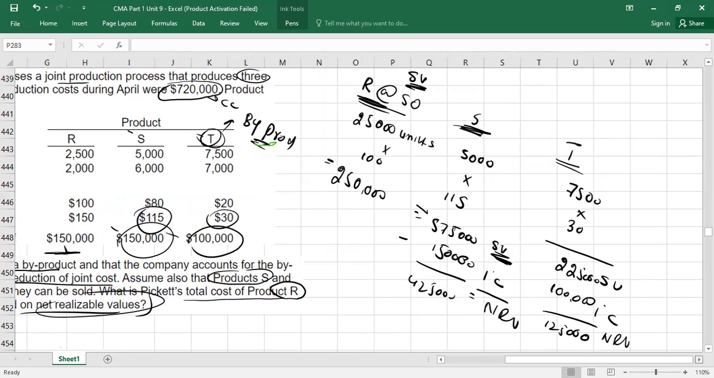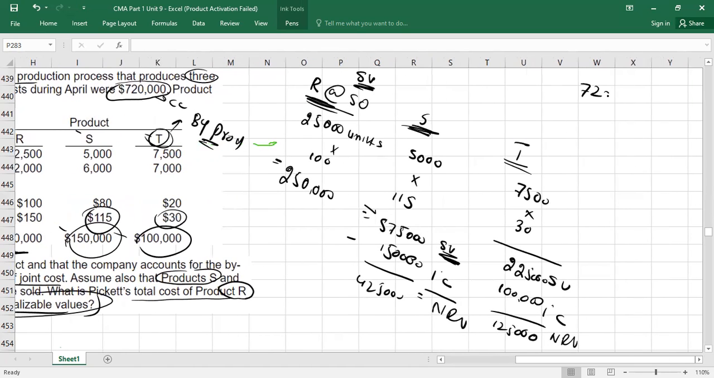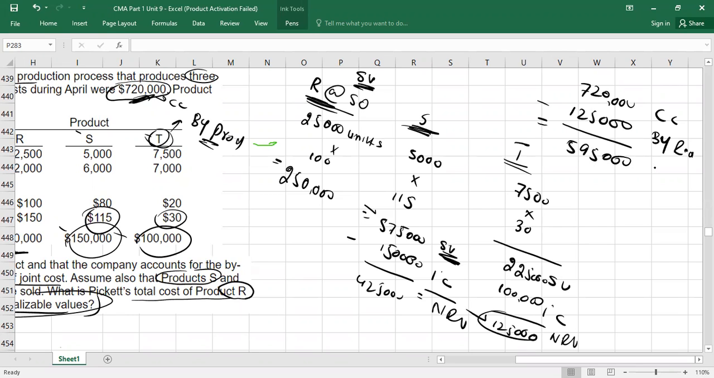Now calculate the common cost. What was common cost? 720,000. And I told you, they are telling you T is your byproduct. And if you will sell T, this is your common cost, 720,000 given here in the question. He told you T will be treated as a reduction in the common cost. What is T value? 125,000. This is the final NRV of T, right? You will deduct as a reduction. Okay, so this will give you remaining common cost. This is byproduct you are reducing. What is the remaining common cost? 595,000. This is the remaining cost.